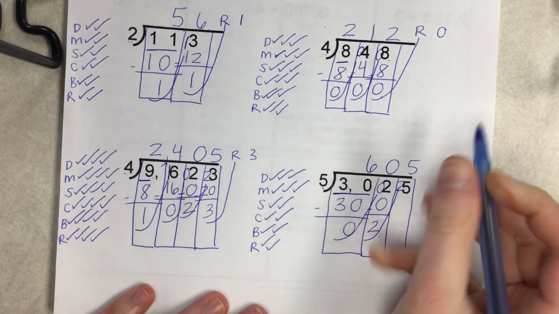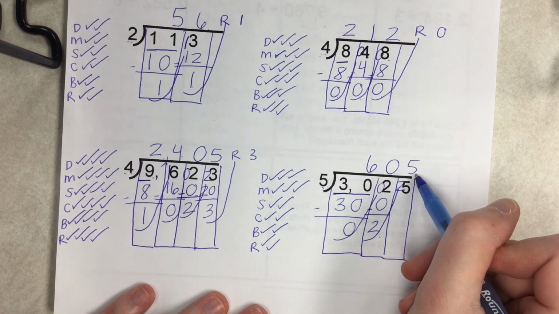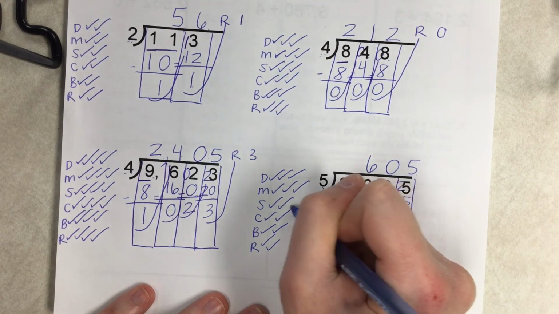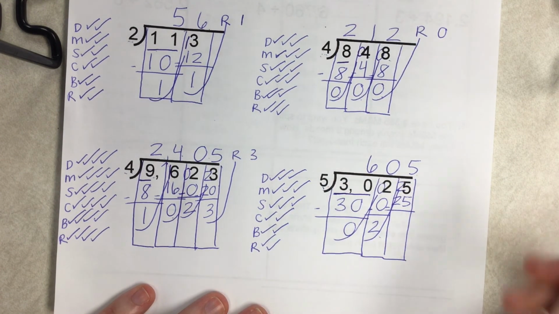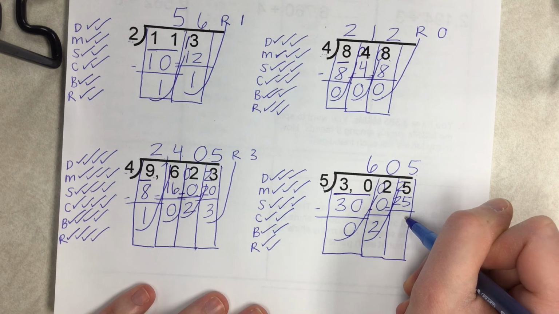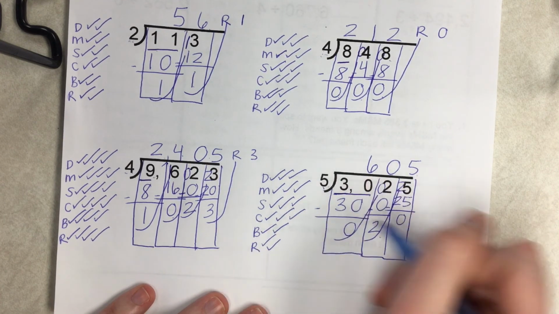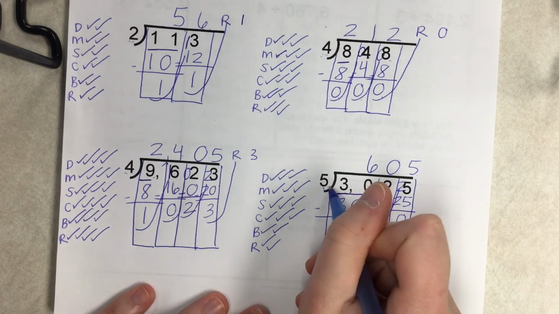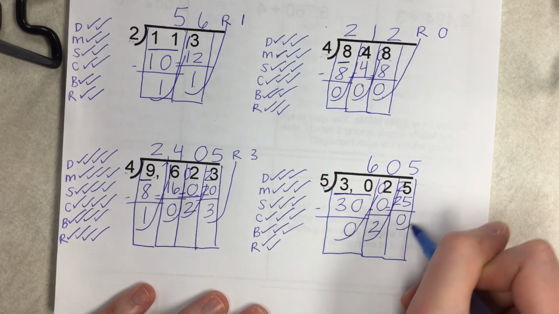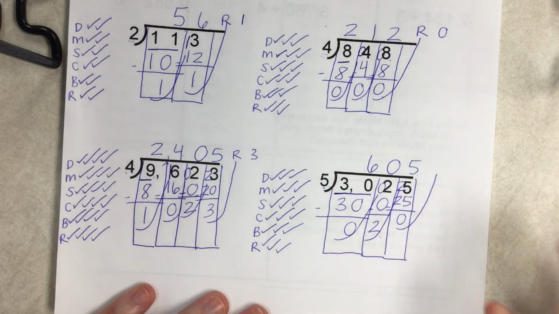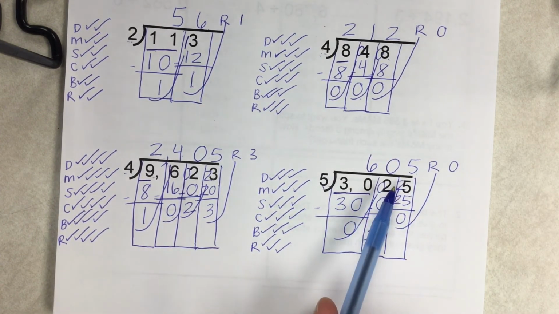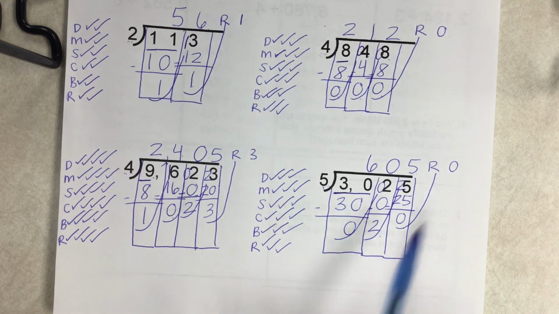5. Multiply. 5 kids each get 5 Smarties. 5 times 5 equals 25. Subtract to see how many Smarties I have left. 25 minus 25 equals 0. Compare. I have 0 Smarties left, so I can't pass out any more to the 5 kids. So I'm going to bring up the 0, and it is my remainder because I don't have another box. So my answer is each kid gets 605 Smarties with a remainder of 0.